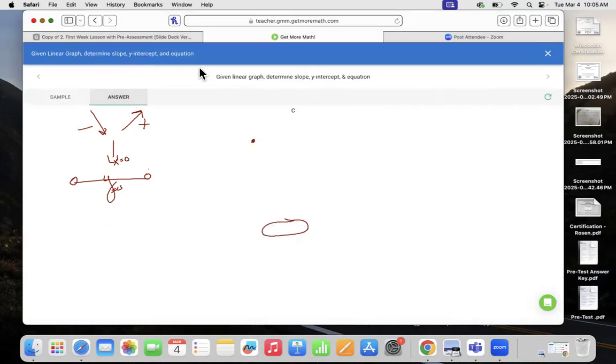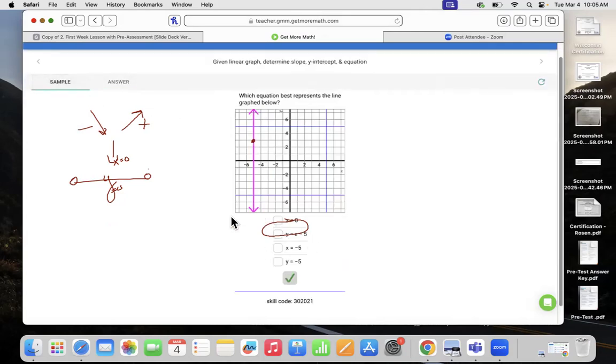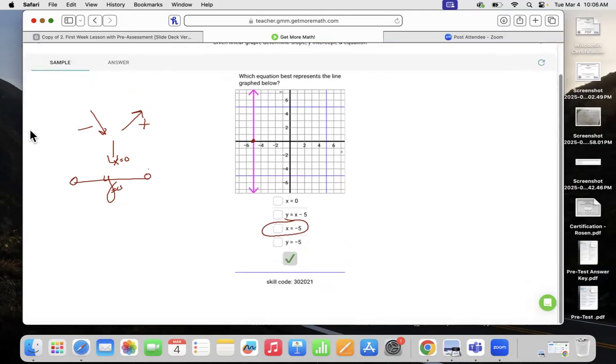Let's double check. It says the answer is C, right? Oops, that's what I had. So again, when you're trying to find your undefined slope, it's going to be x equals a number. Sorry, I put 0 instead. So x equals -5 because that's where it's crossing. If it would have been on the y, let's say it went this way, this would be y equals -3 because it's crossing on that piece. So just remember the nose ring is x equals a number and the tongue is y equals a number. Okay, so if that helps, there you go.